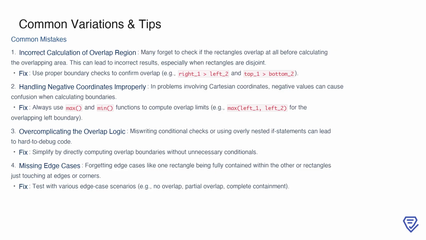Additionally, many overcomplicate their logic for overlap detection. Overly nested conditionals or redundant checks can make the code harder to debug. Instead, focus on directly computing the overlap boundaries with straightforward formulas. Finally, edge cases like rectangles being fully contained within one another or just barely touching along an edge or a corner are often overlooked. Testing your code with such cases can help you catch these scenarios early and ensure robust solutions.